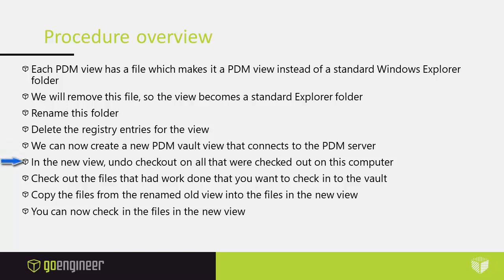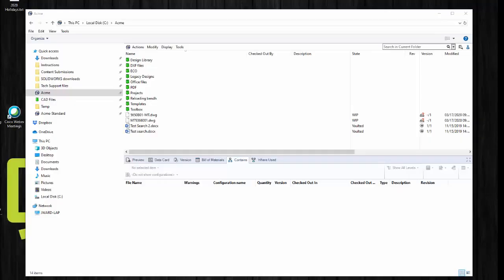In the new view, we can do an undo checkout on all files that were checked out on this computer, and then check out again the files that had work done, which you want to check back into the vault and save your work. Then we copy the files from the renamed old view into the files in the new view, and finally you can check in the files in the new view. So now let's demonstrate the procedure.